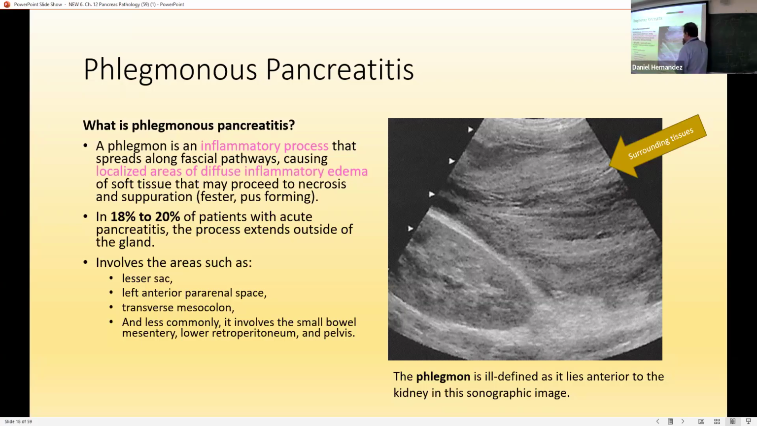In about 18 to 20% of patients with acute pancreatitis, this process can extend outside the gland, so those surrounding tissues also become inflamed, with development of this pus. So when you see phlegmonous, just think pus in the surrounding tissues. It involves again the lesser sac, that area between the stomach and the pancreas.